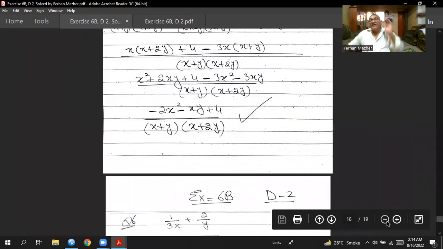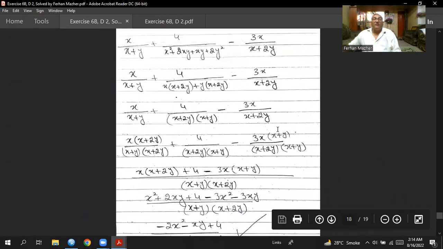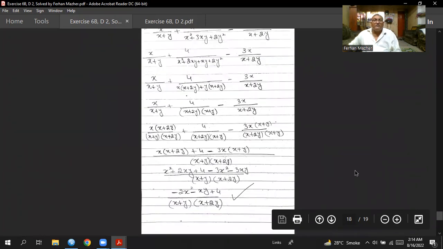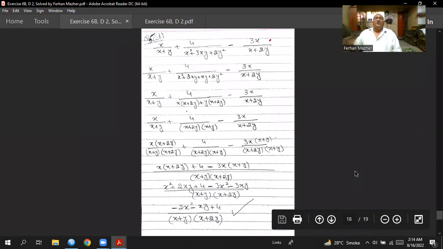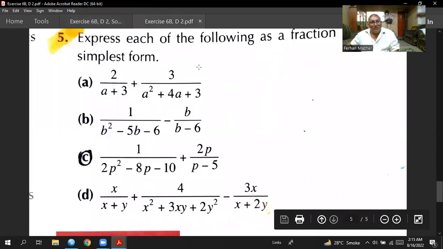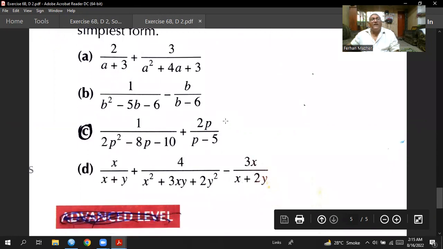So let me reduce the size so you can see the whole question together. So my dear students, question number 5, it's D part. The whole question is showing up on your screen. And you can pause the video and you can take your time with this question. So that was the question number 5, it's D part.